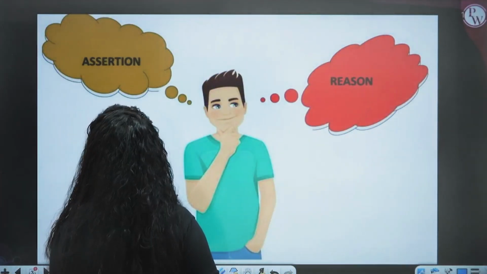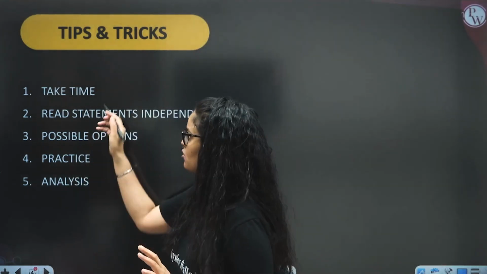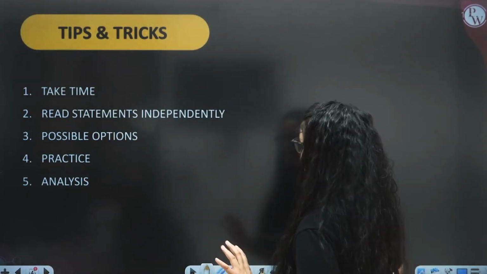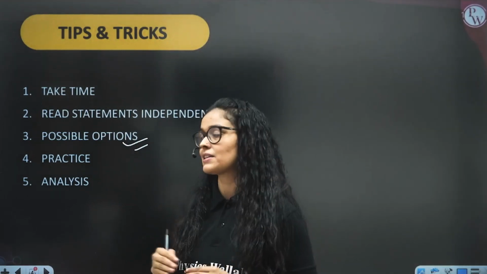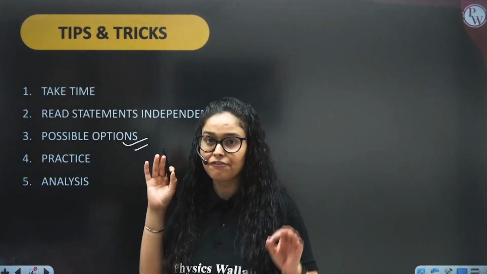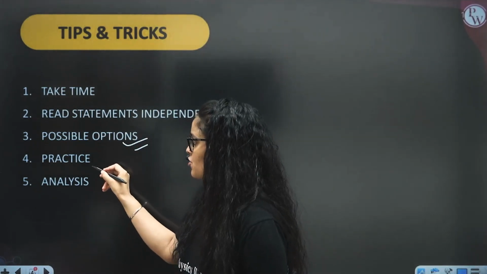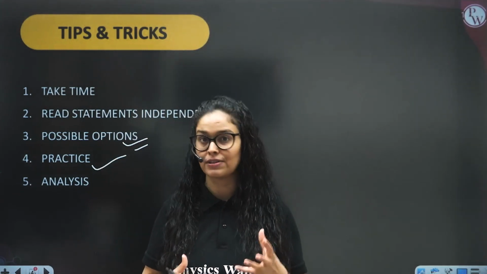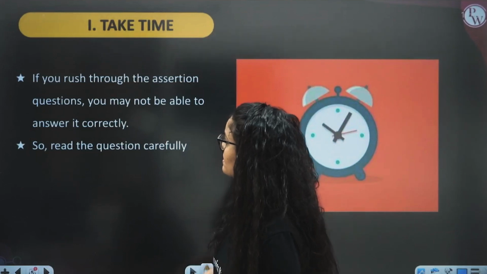When we are doing the assertion reason question, just take some time to read the statement very nicely. Read all the statements independently and see if they are correct or not, and only then read all the options and select the perfect option. We will see how exactly we have to do it. You have to practice this type of question a lot, and you have to analyze how to solve such questions. So let's see some assertion reason questions.